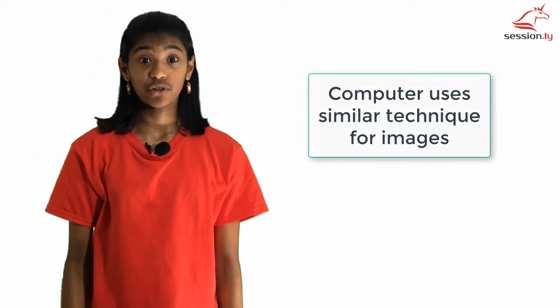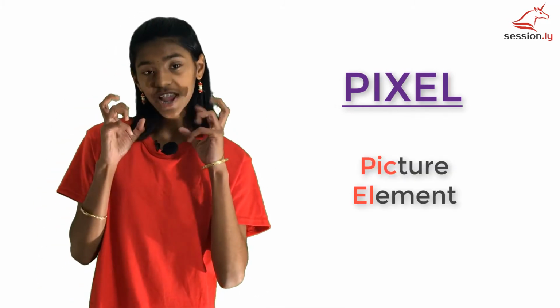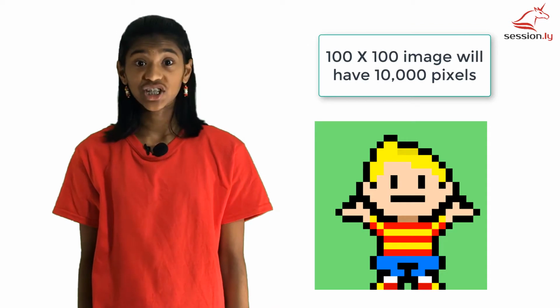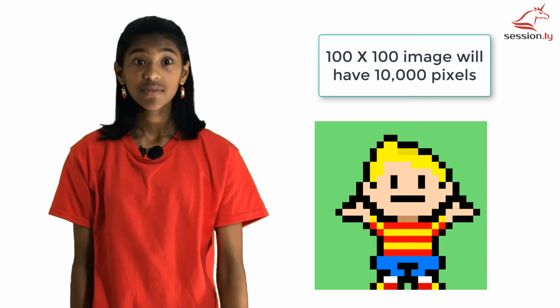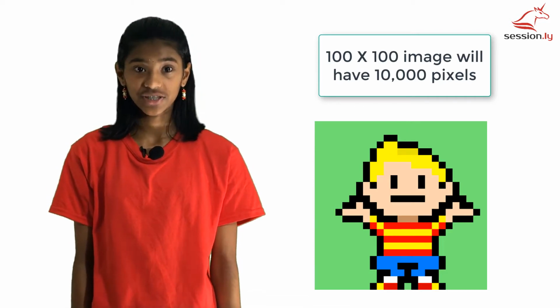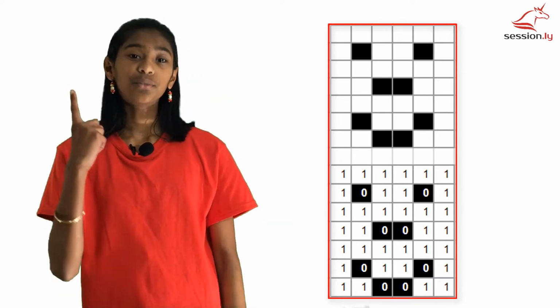At a high level, the computer understands the image as a bunch of tiny square grids called pixels. The name pixel was derived from picture element. An image consists of a number of pixels. Next time you hear that an image size is 100 by 100, that means it has 100 times 100, 10,000 pixels in it. Each tiny square grid or pixel is considered a 0 or 1.